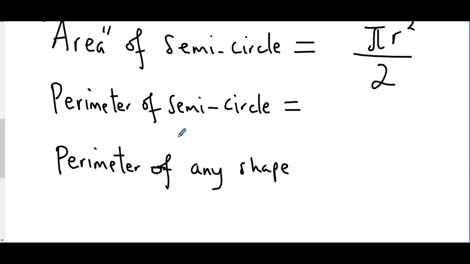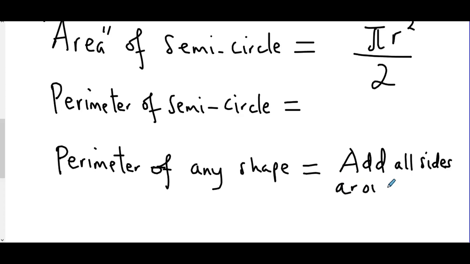Perimeter of any shape, forget about perimeter of a semicircle or a parallelogram, a triangle, a rectangle, a square, any shape. Simply add all sides around the shape. I'm going to explain what I mean. Around the given shape. So don't forget this.